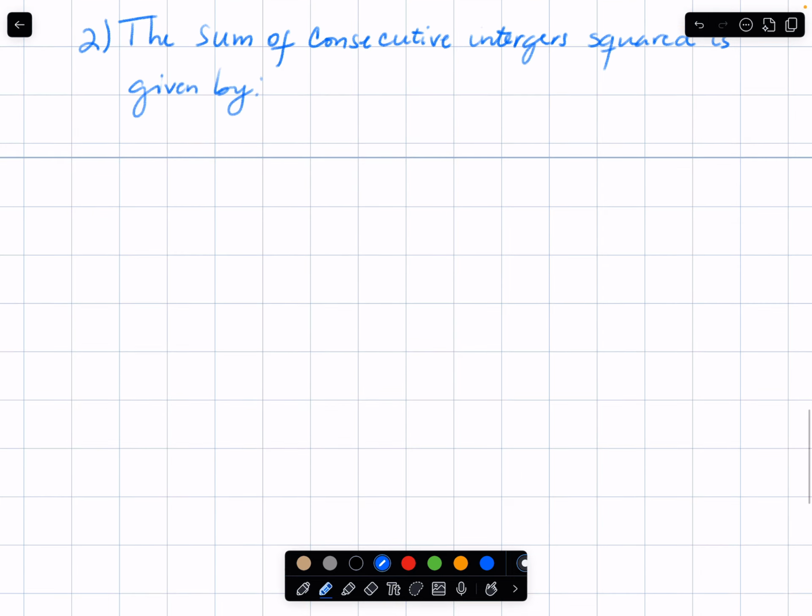So the following property is the one you use if you have a bunch of numbers that are in sequence and they are squared, and you have to add them all together. So let's say you have a bunch of numbers you've got to square up, and it's a lot of them. You don't have to make your life harder. You can just apply this formula and make your life a lot easier.